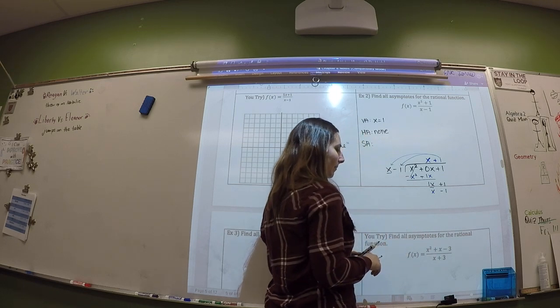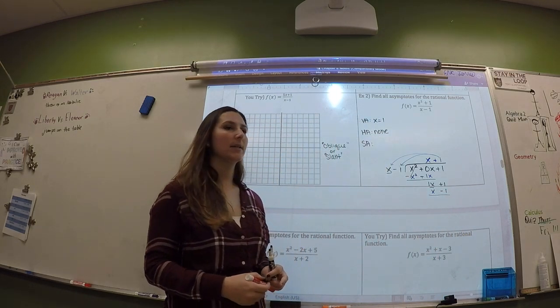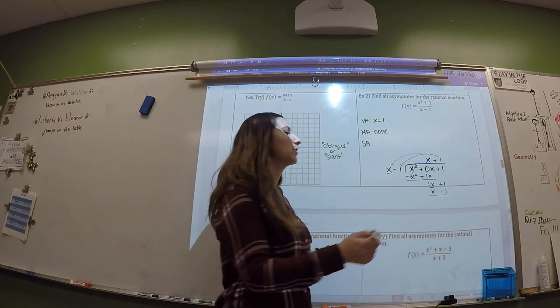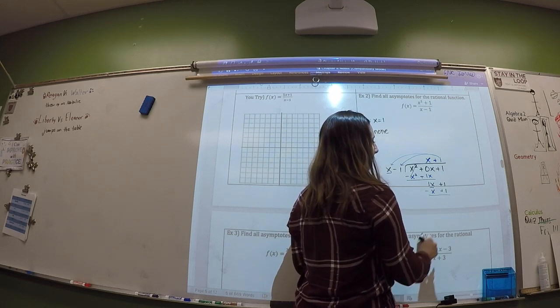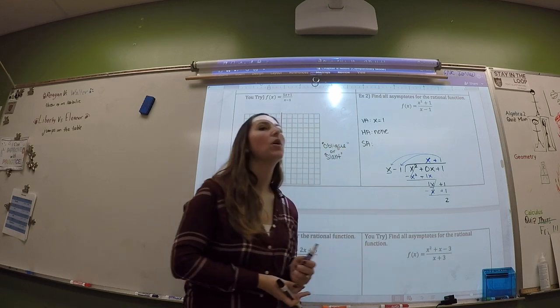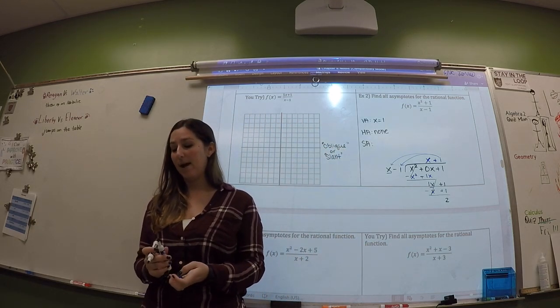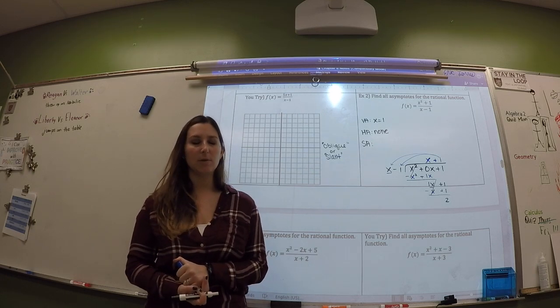Now, the only reason I'm doing this part is just to go through the process, but eventually we can skip this part. So the next thing we would do is subtract, and we get a remainder of 2. Now, the remainder doesn't matter. We don't need the remainder. The remainder is irrelevant to the asymptote.